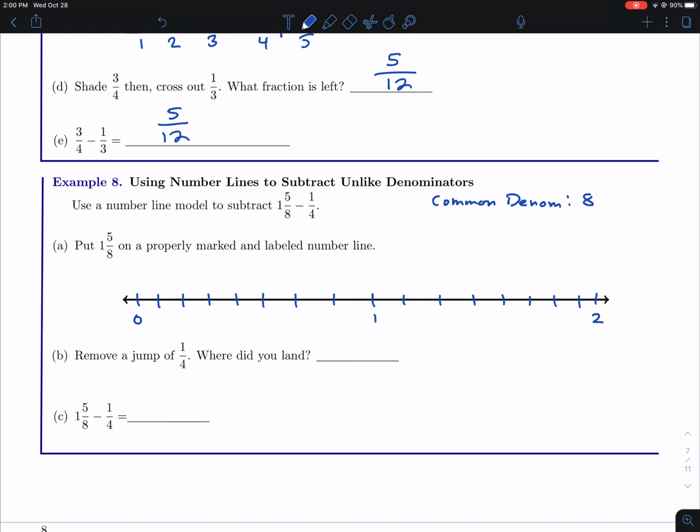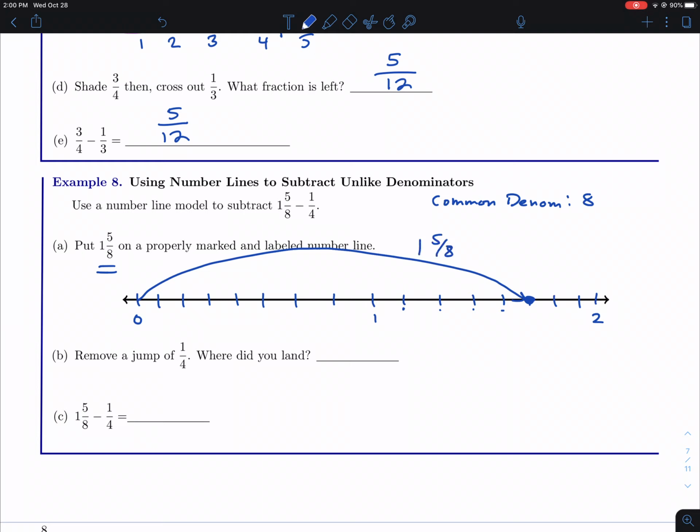And so again, first thing we want to do is plot 1 5/8. In this case, we don't have to do anything because 8 is already the common denominator, so we can plot this right away. Starting at 1, we just want to count over 5 tick marks: 1, 2, 3, 4, 5. So this is where we're going to land for 1 5/8. Oops, almost overshot it. Oh well, now I have to draw it again, so maybe I'll do a better job this time. So there's our 1 5/8.